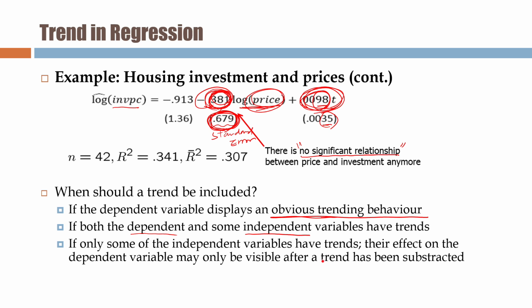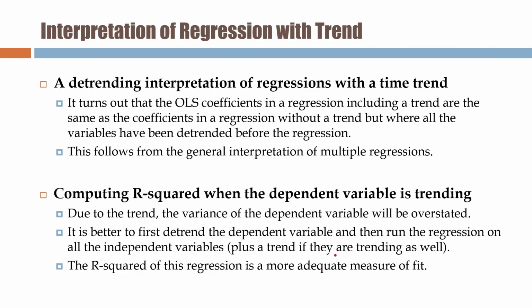Sometimes we take out the trend effect. The trend has been subtracted. Then some effects on the dependent variable may only be visible. That's why we want to find the trend and then take it out, and then we will see the other factors' effect on our dependent variable. That's what we call detrending.